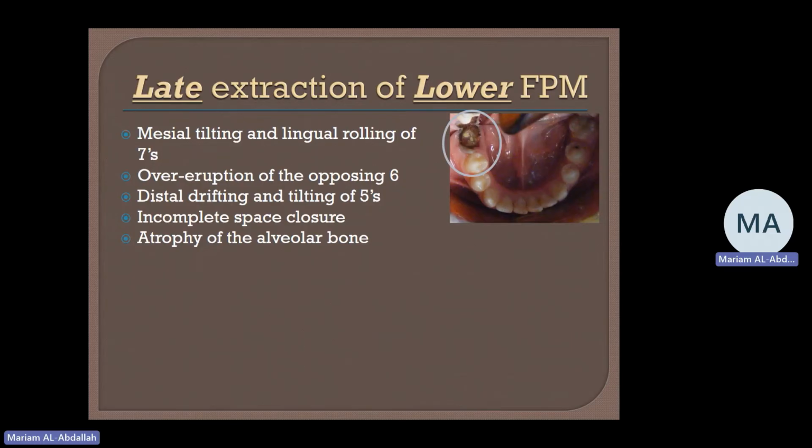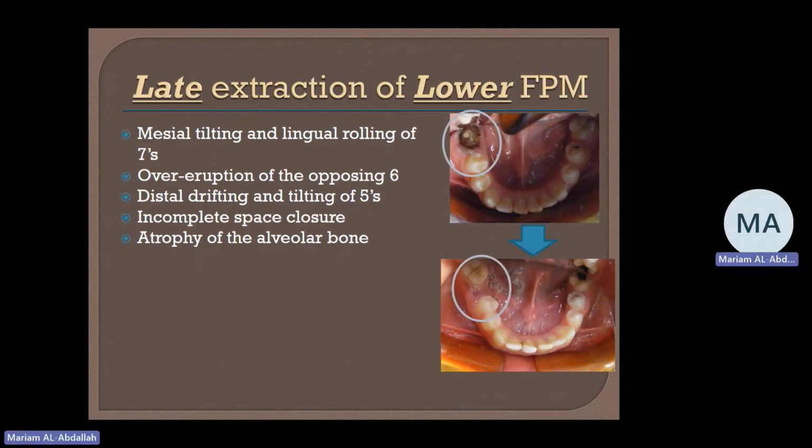The other extreme, on the other side of the issue, is late extraction. What if we had a case that is beyond, after the optimal time for extraction? What happens is that we'll have mesial tilting and lingual rolling of the second molar, over-eruption of the opposing 6, distal drifting and tilting of the second premolar, incomplete space closure, and atrophy of the alveolar bone as well.